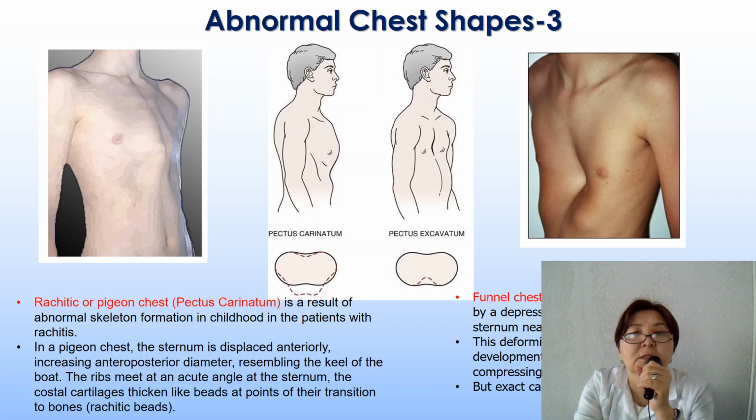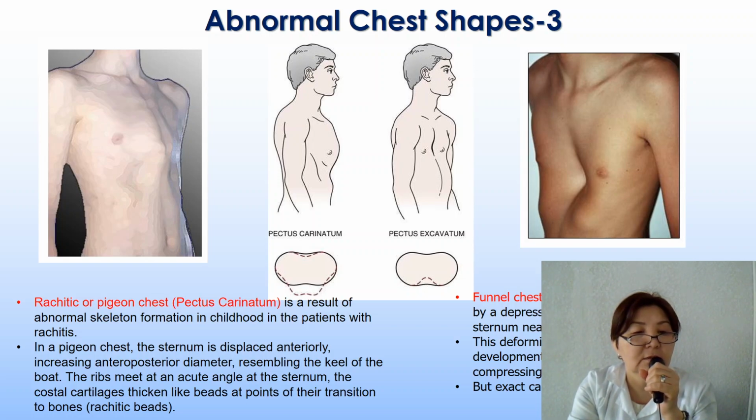Next, abnormal chest shapes: rachitic or pigeon chest, in Latin pectus carinatum, is a result of abnormal skeleton formation in childhood in the patient with rachitis. In a pigeon chest, the sternum is displaced anteriorly, increasing anteroposterior diameter, resembling the keel of a boat. The ribs meet at an acute angle at the sternum. The costal cartilages thicken like beads at points of their transition to bones.